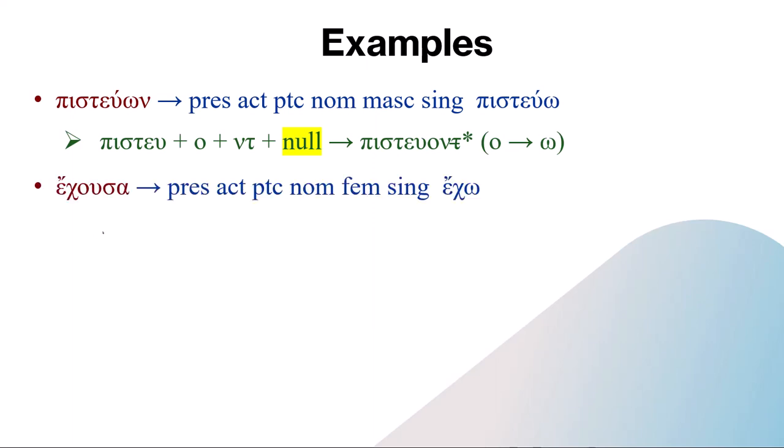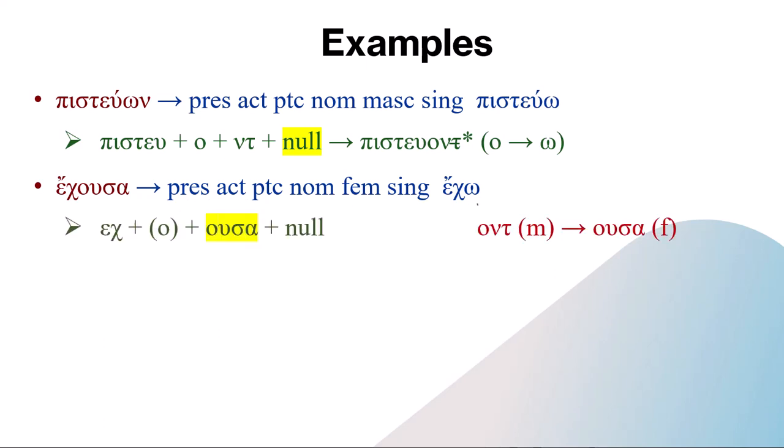Our next example is echousa, and we see this ousa, which is a good indicator we're looking at a feminine. So present active participle, nominative feminine singular from echo. And so we have ech, the stem, and then we have a connecting vowel. Mounce is not real consistent here. Sometimes he says that ousa is the equivalent of omicron nu tau, and sometimes he says ousa is the equivalent of nu tau. So in any case, ousa is the participle morpheme or the combined participle morpheme with the vowel.